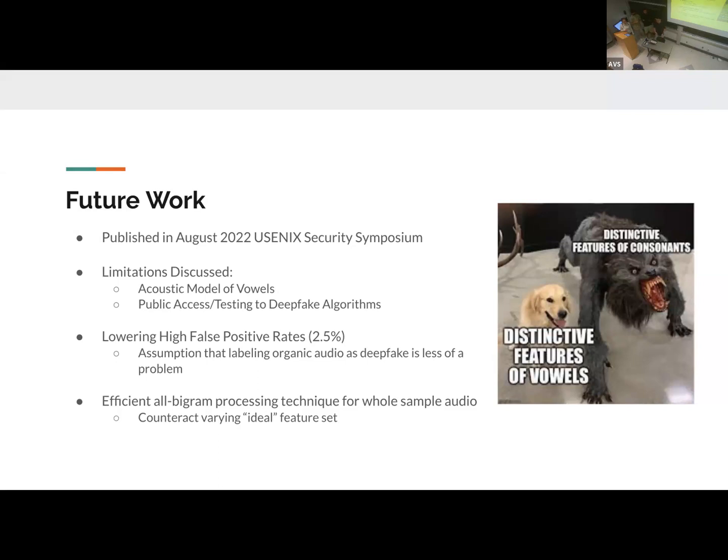Another issue that they discuss is that they don't have much public access to deepfake algorithms. And even though they treat it like a black box, they obviously couldn't test it on too many. They only tested it on Lyrebird and their own deepfake audio. So they couldn't test it on anything else. They do discuss the fact of trying to lower the high false positive rates, but the reason they wanted to make it a little higher at 2.5%, which was not ideal for them, is that the assumption that they make is that labeling organic audio as a deepfake isn't as bad as labeling a deepfake audio as organic.